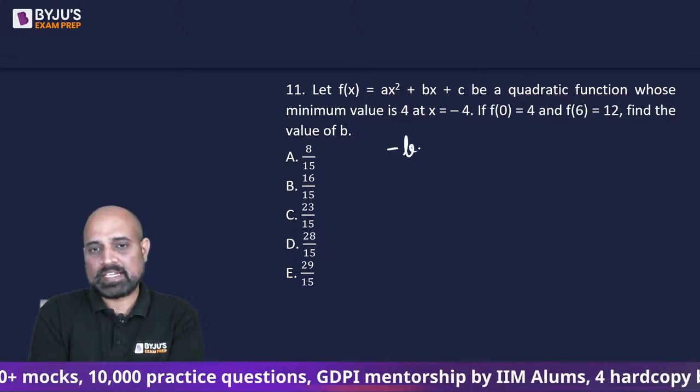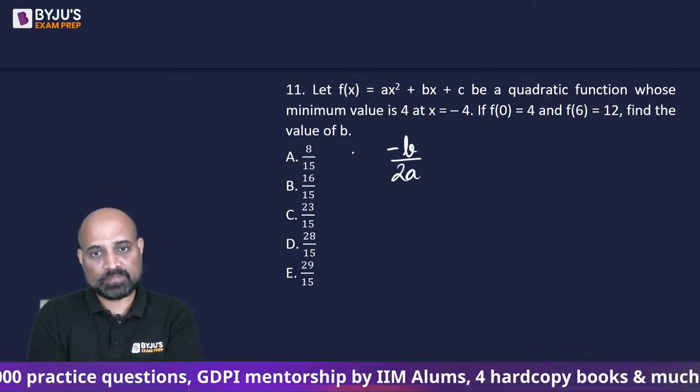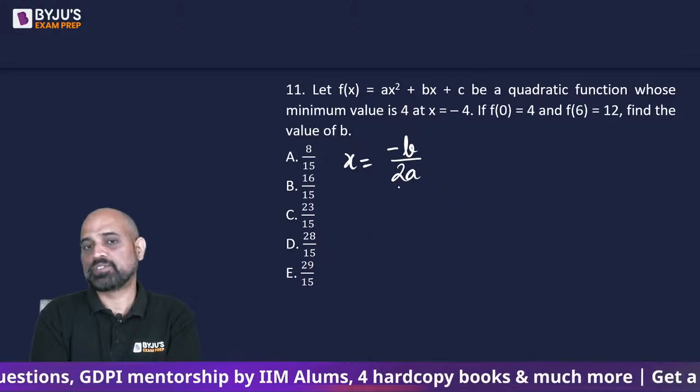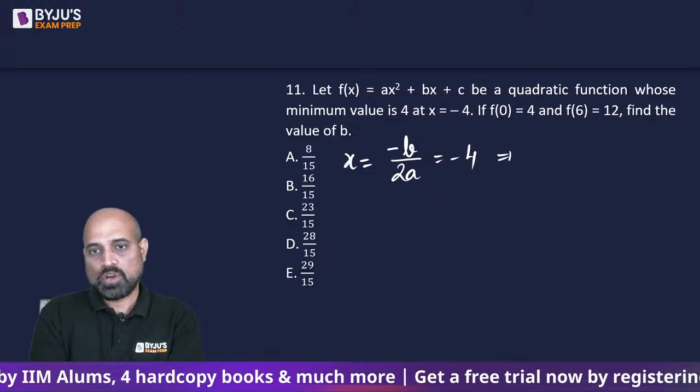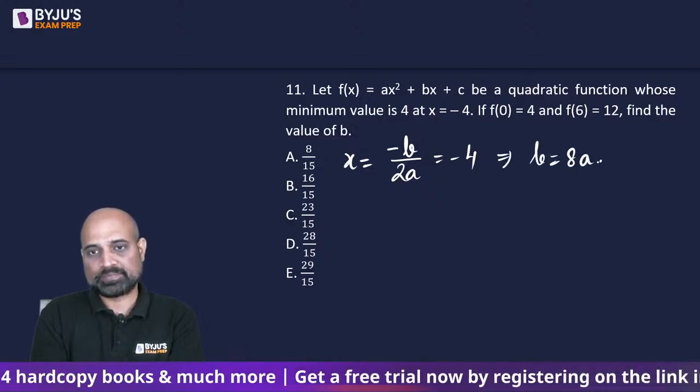Minimum value you get is at minus b by 2a. So at x is equal to minus b by 2a, you will be getting that minimum value. So this is given as minus 4, or this will give us b is equal to 8a.